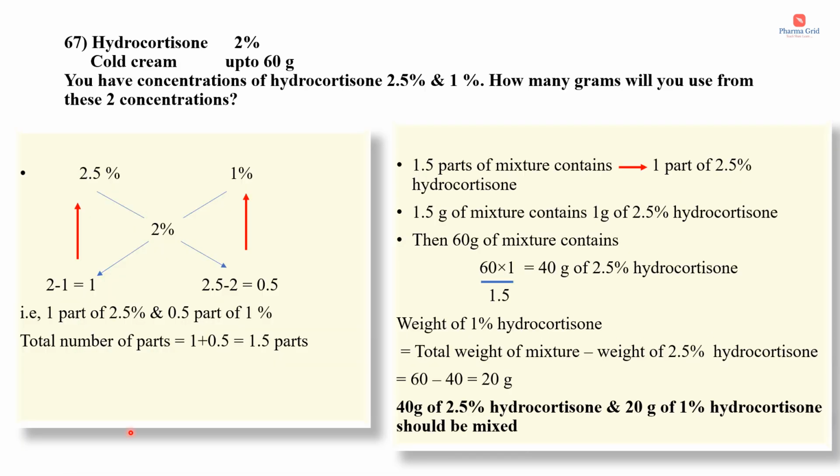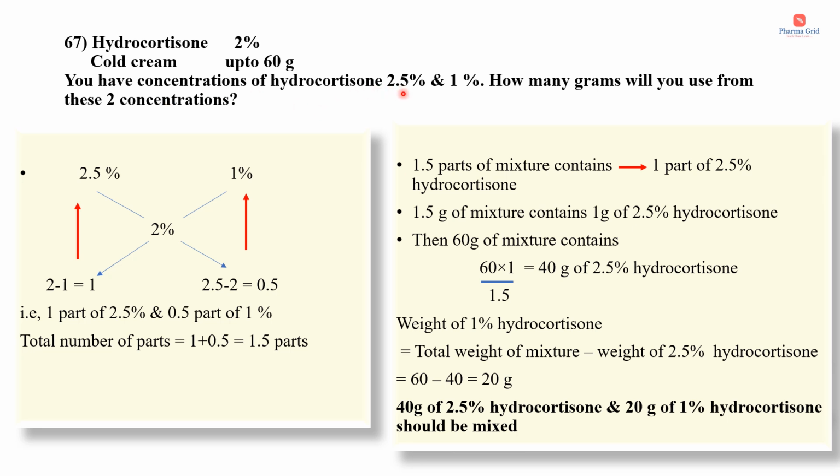So the next question. Hydrocortisone 2% cold cream up to 60 gram. You have concentrations of hydrocortisone 2.5% and 1%. How many grams will you use from these two concentrations? This question also we can do by the alligation method.